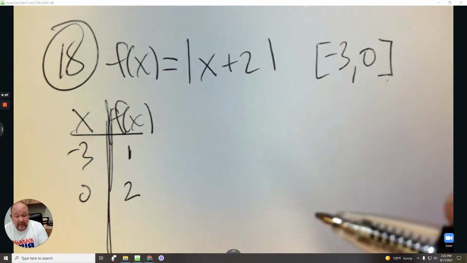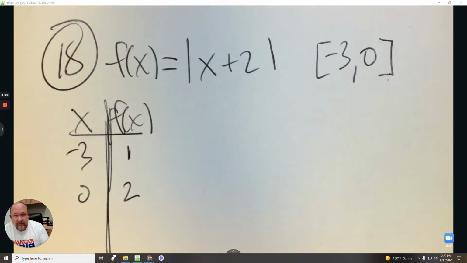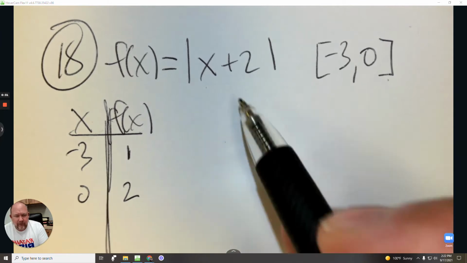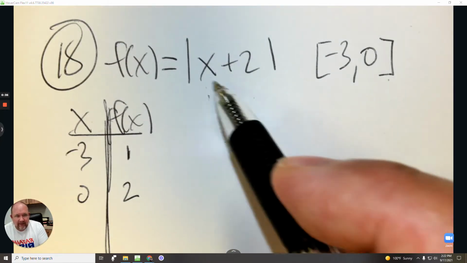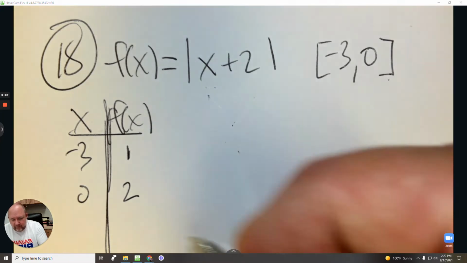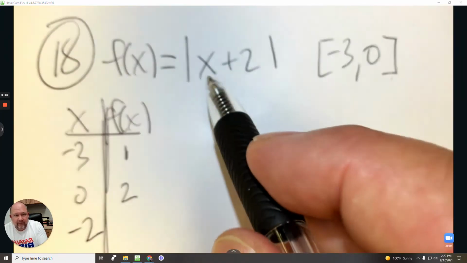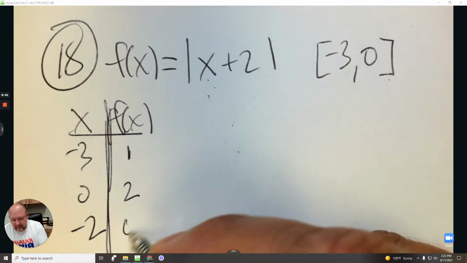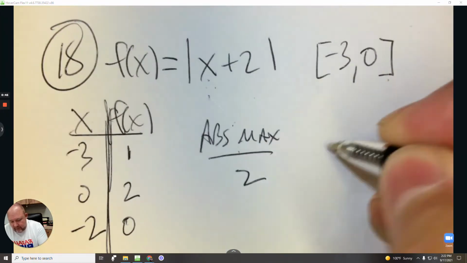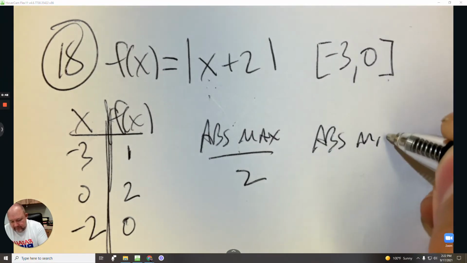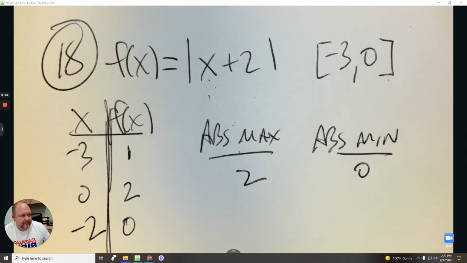And then the critical numbers. Now, we already did the critical numbers for this back in question number 8 or so. It's where the derivative is undefined. So it's a V. The vertex is at -2. So if I plug -2 in, you get the answer 0. So the absolute max is 2, and the absolute minimum is 0.